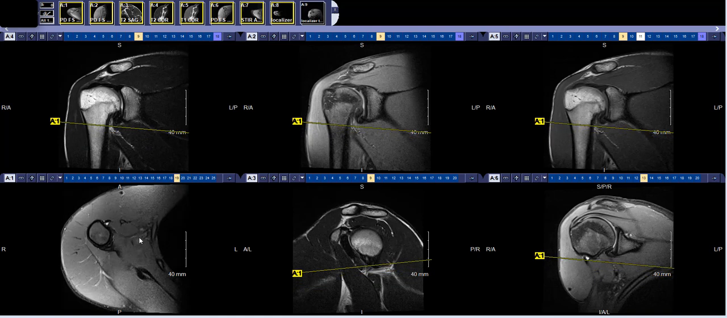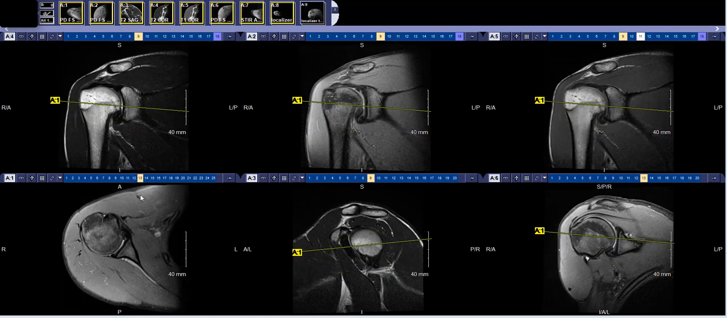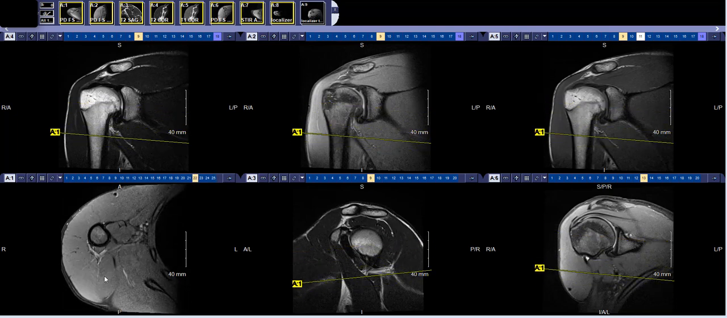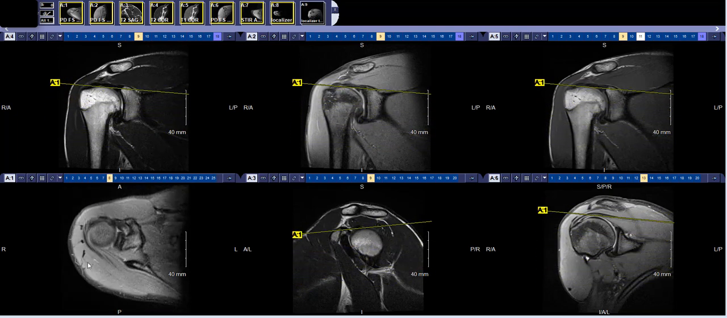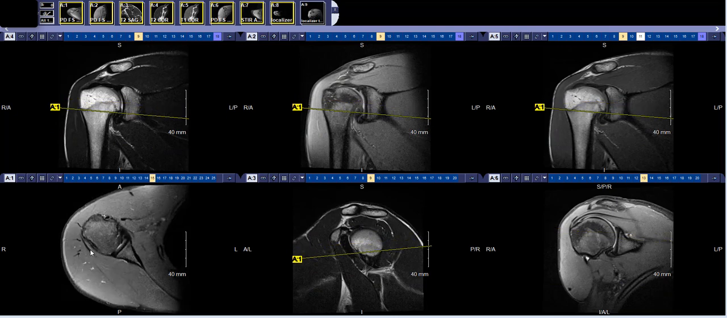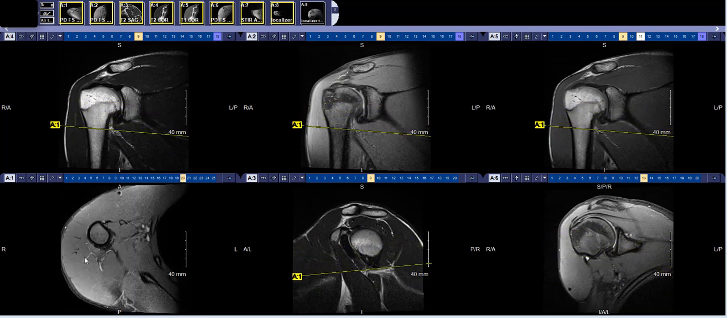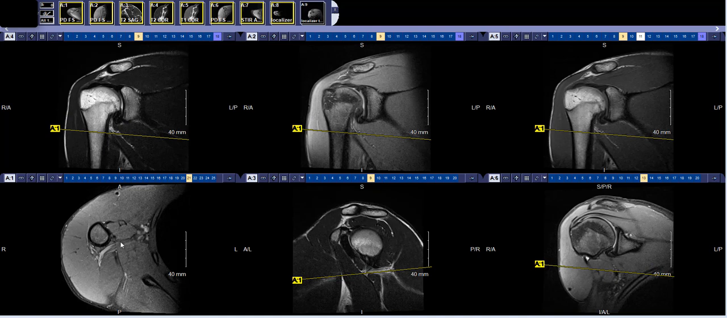Some other things to note, I do tend to look at the deltoid muscle at the end just to make sure that there's no atrophy or abnormality with the deltoid. The deltoid is innervated by the axillary nerve, so any signal abnormality or atrophy with the deltoid, you should be looking at your quadrilateral space here, inferior to the glenohumeral joint, which would also affect the teres minor muscle.